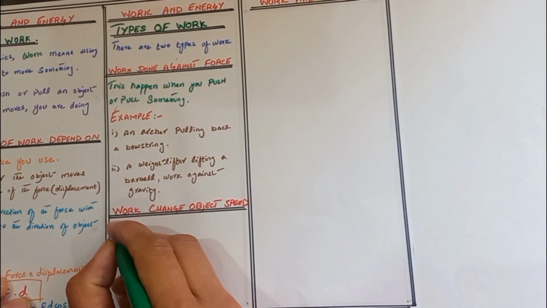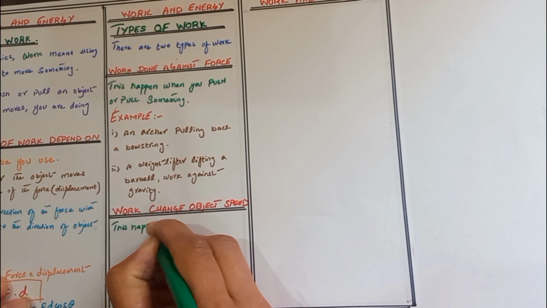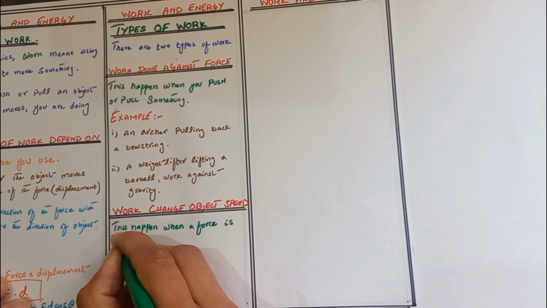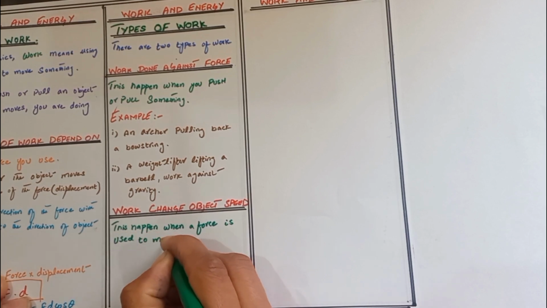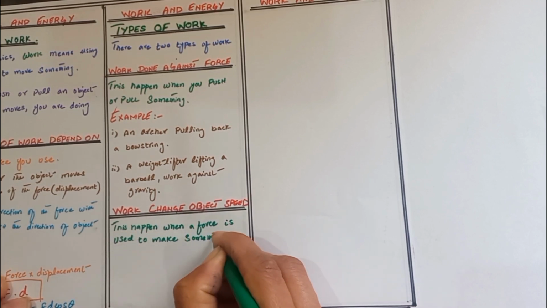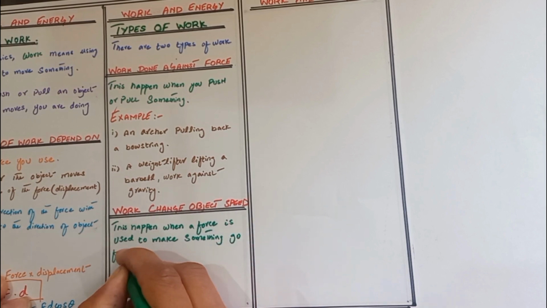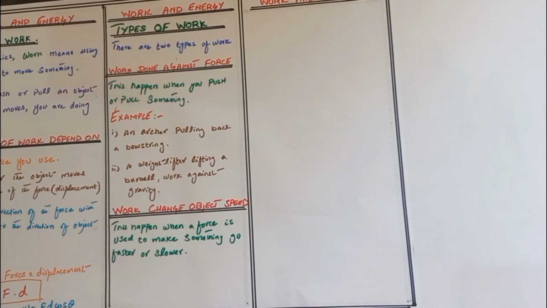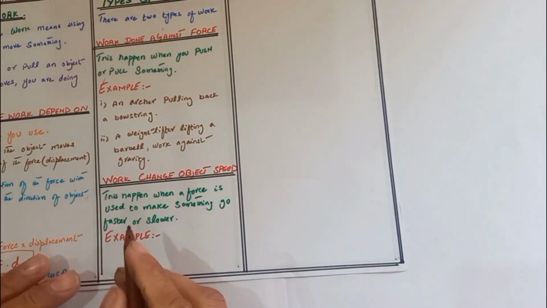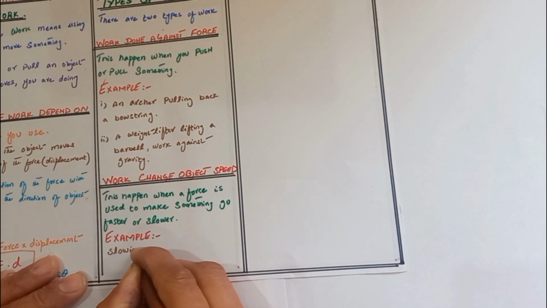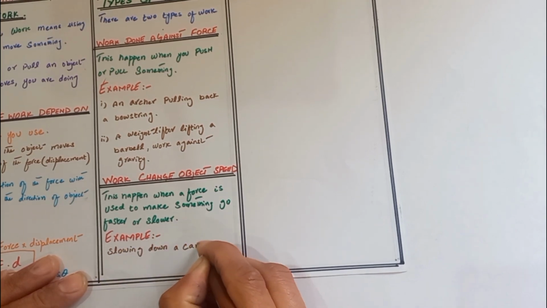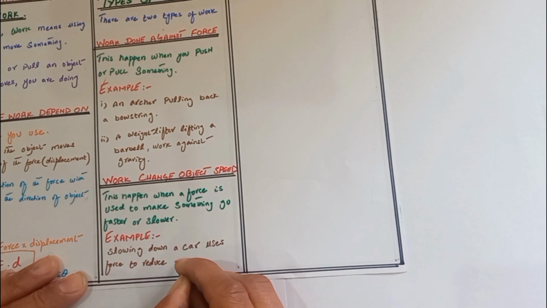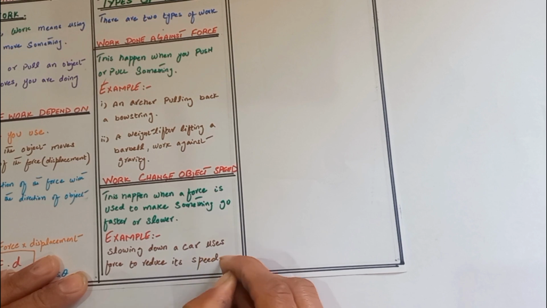Now we discuss the second type of work, that is, work that changes the object's speed. This happens when a force is used to make something go faster or slower. Slowing down a car uses force to reduce its speed.